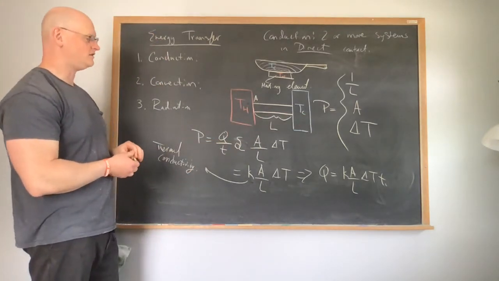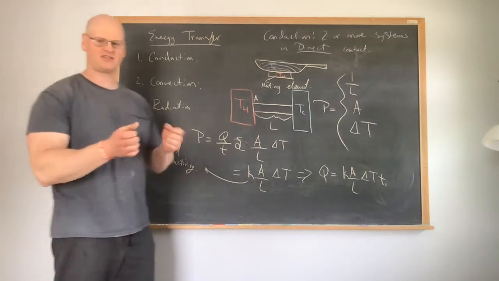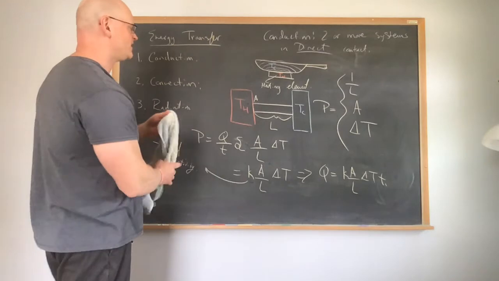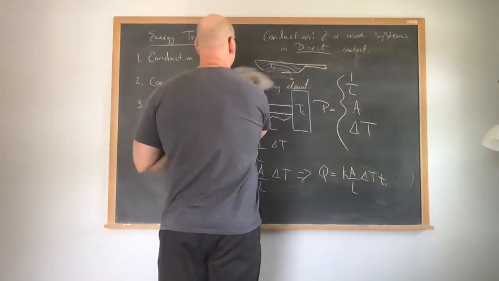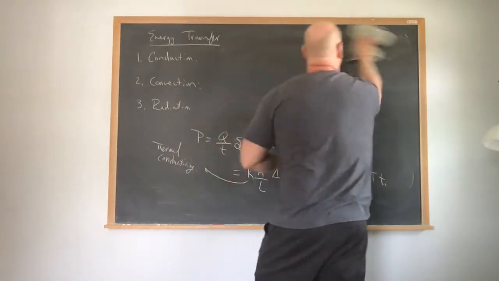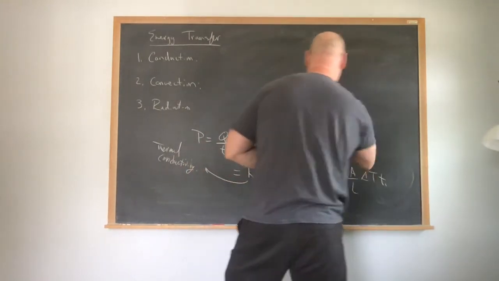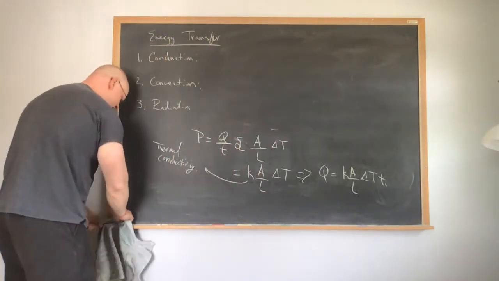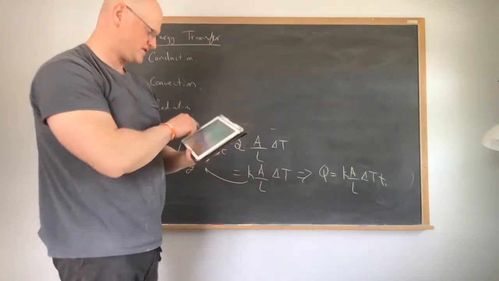So this is what we call conduction. Again, conduction is the transfer of energy via direct contact between two systems, where one is at a hot temperature and one is at a cold temperature. So that's our mechanism for heat transfer. Before we move on, let's do a quick example of this, just to see how it actually works.